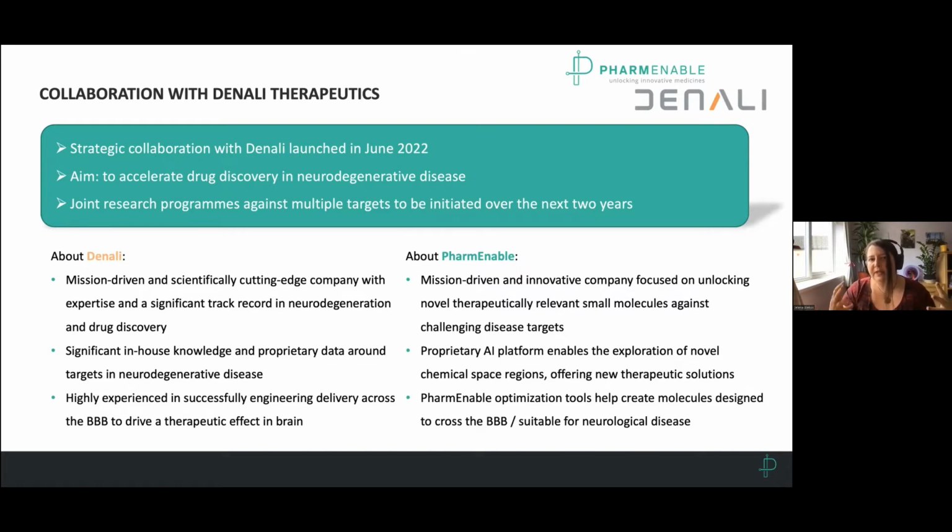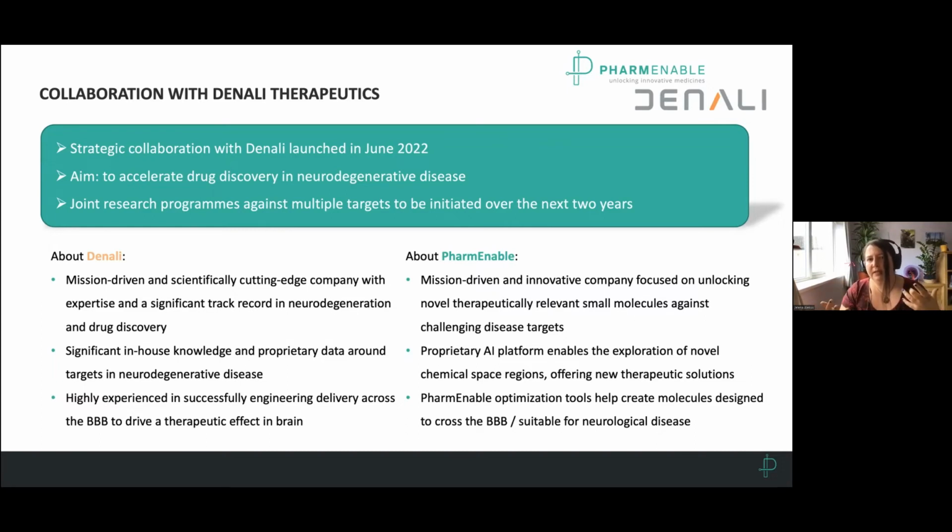Denali brings really significant in-house knowledge and proprietary data around targets in neurodegenerative disease. And on our end, we're really chemistry specialists. So we develop challenging chemistry against well-characterized targets. So in our case, we bring our proprietary AI platform to enable the exploration of novel chemical space to really try and unlock these targets.